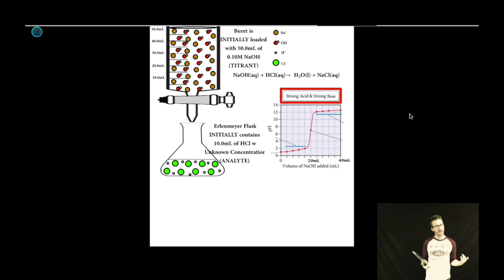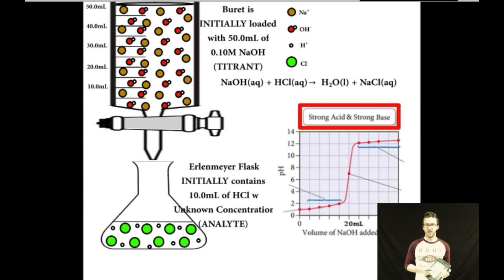Alright, so before we get too confused, let me work through a titration to help you better understand what's going on. In the example titration that we're working with, I've got my burette, and it's initially loaded with 50 milliliters of 0.1 molar sodium hydroxide. That's my titrant, my known concentration. Down here in my Erlenmeyer flask, I initially have 10 milliliters of hydrochloric acid. I don't know the concentration, I just know that I have 10 milliliters of it. That's my analyte. That's what I'm analyzing. We're going to try and figure out what is the concentration of this hydrochloric acid.